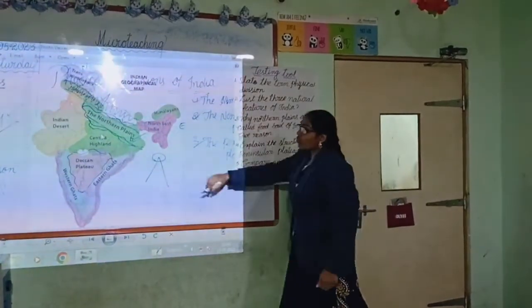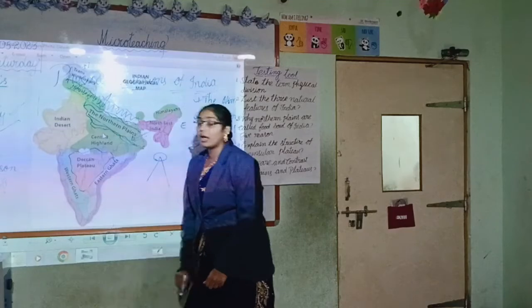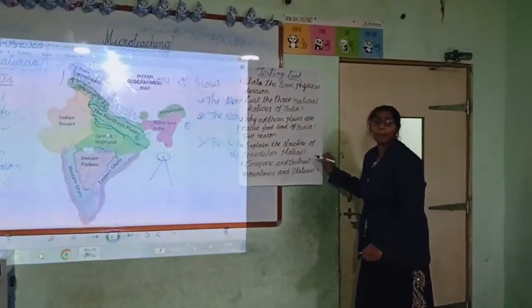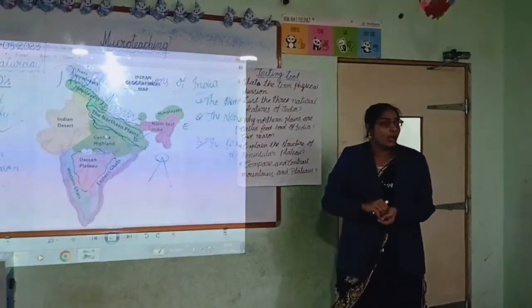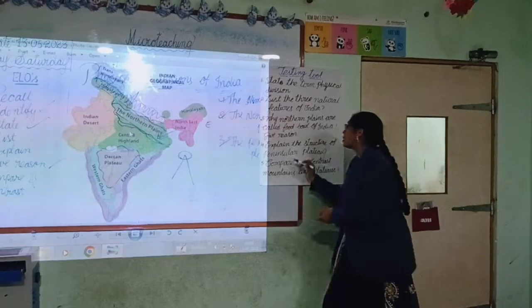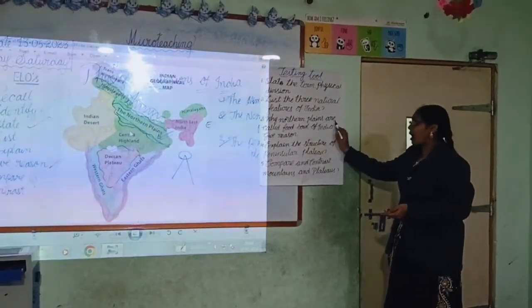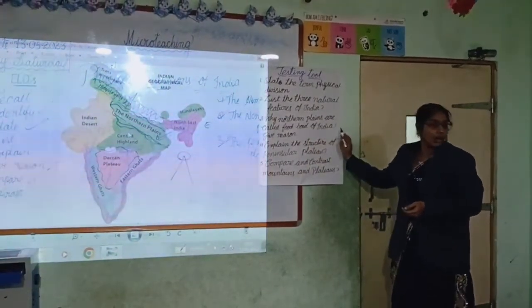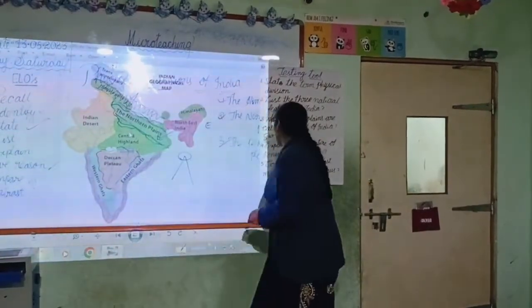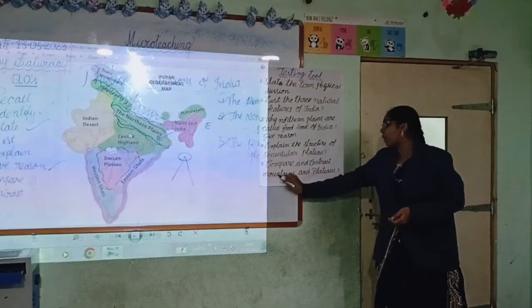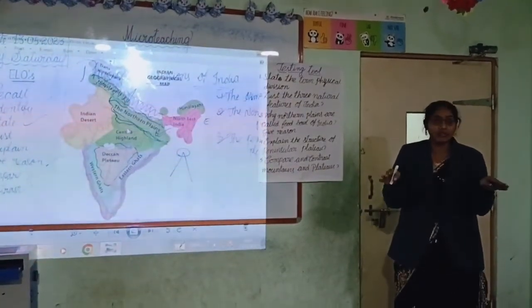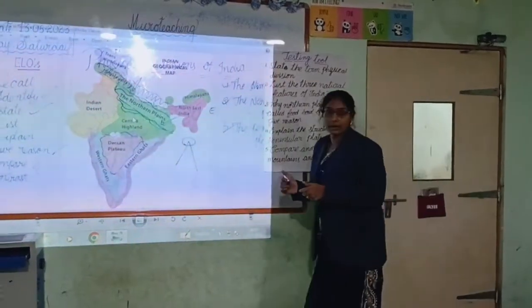And next, we have written explain. What do we have to explain? Explain the structure of the peninsular plateau, how the plateaus will be. Okay, you have to explain. Next, give a reason. Why are the northern plains called the food bowl of India? You have to give a reason. Next, compare and contrast. Compare and contrast the mountains and plateaus. Both are highlands, but what are the similarities and what are the differences? You have to list them out and write them down.